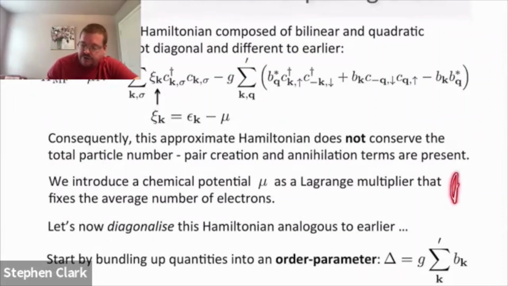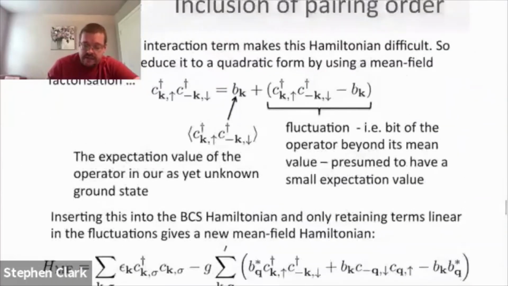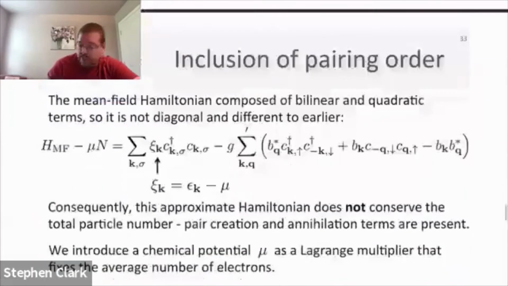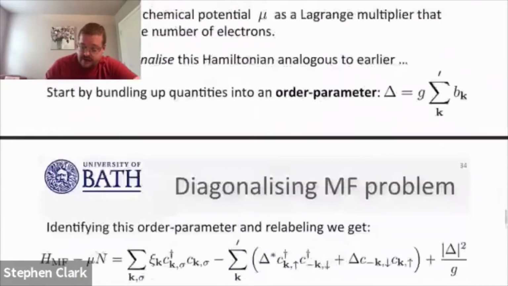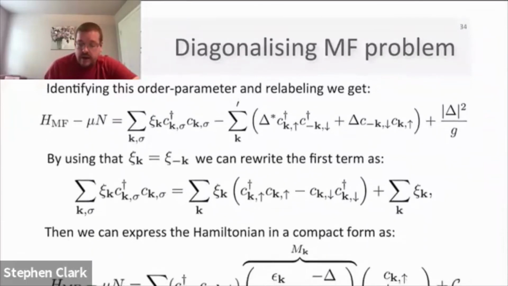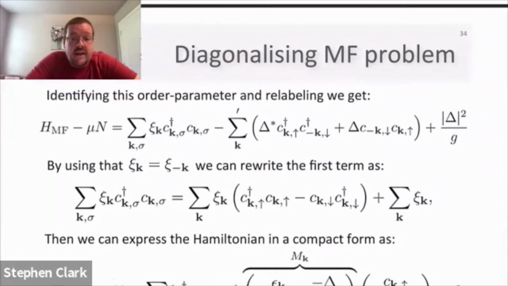And as I said, we're going to introduce this. And we're going to bundle up the sum over K of these BK terms. So these are all the expectation values of these pair operators. So we're going to sum them all up, and we're going to call the sum of them delta. And that is what's called our order parameter. And if we do that, we will arrive at the following problem, which I'm going to end here, and we're going to talk about this more next week. I've got this problem now, which looks relatively straightforward. It's a quadratic problem, and I want to diagonalize it.